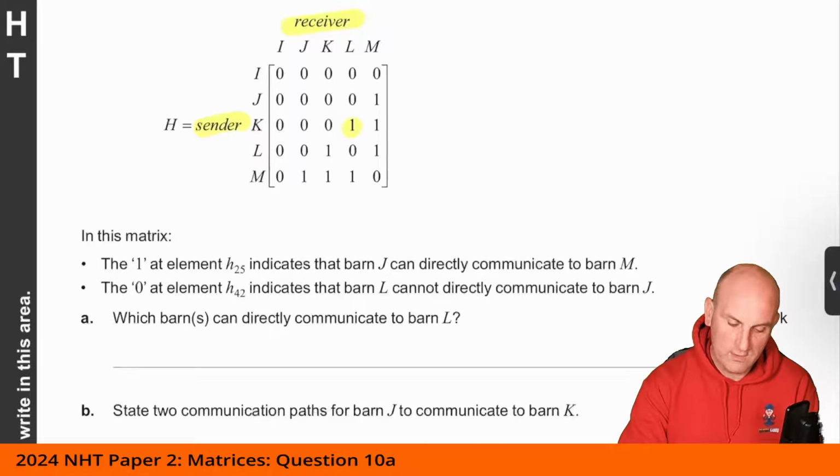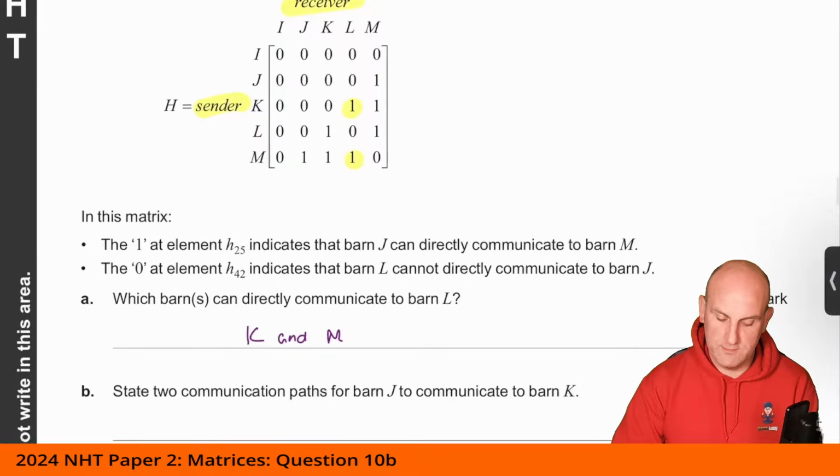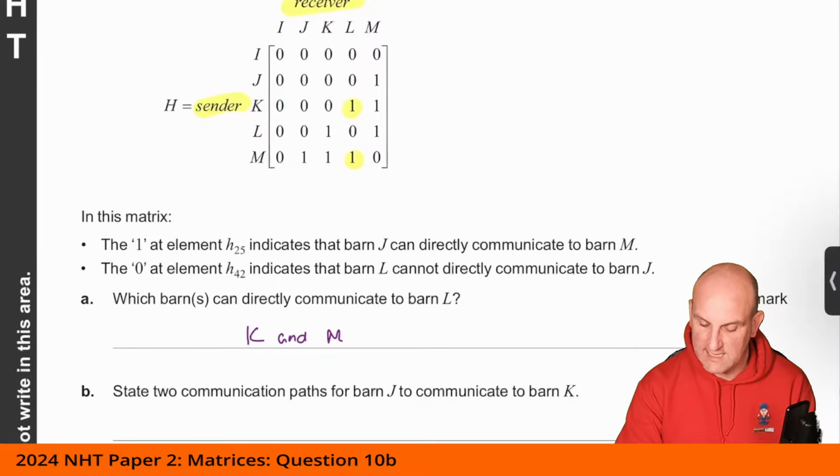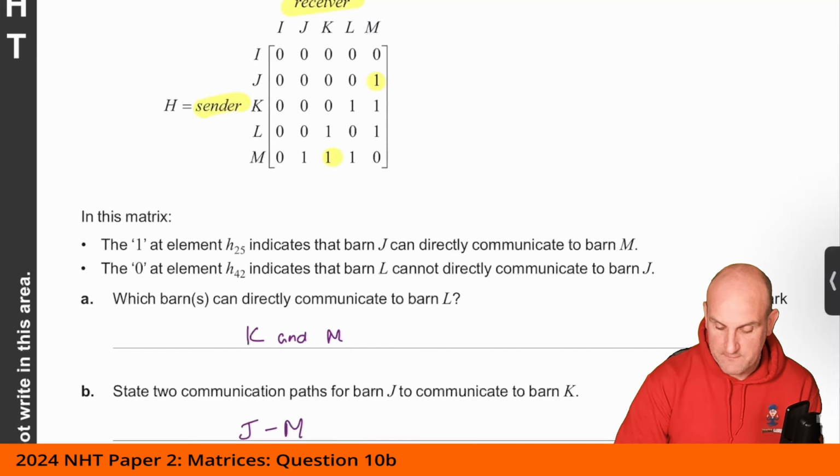Well, basically the receiver is L. Who can send to that? It would be nice and simply K and M. Loving it. State 2 communication paths from J to K. All right, then. So J can go to M, and M can go directly to K. So there we go. That's J to M to K.